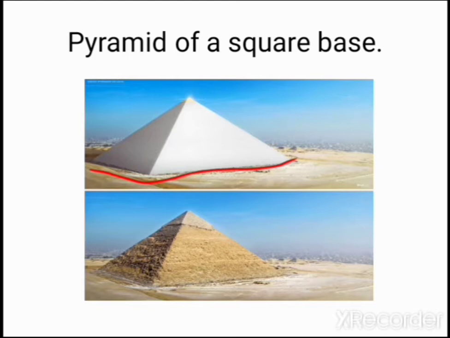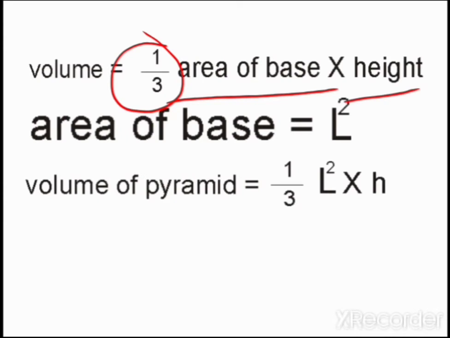So what we simply do to get the volume of the pyramid is multiply 1/3 times the area of the base. And since the base is a square, the area is L times L, which is L squared. Then times the height of the pyramid. So that's the formula we'll be using to calculate the volume of a pyramid sitting on a square base. So in a nutshell, the volume of a pyramid is 1/3 L squared times H.